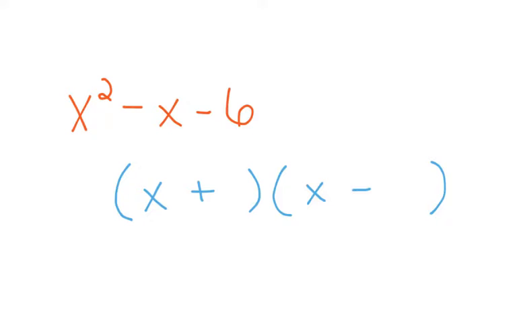All right, so when we think about 6, we know 3 times 2 gives me 6. So I can do -3 and +2. I can do +3, -2. I also know 6 and 1 are factors, so I could do -6 and +1, and +6 and -1.